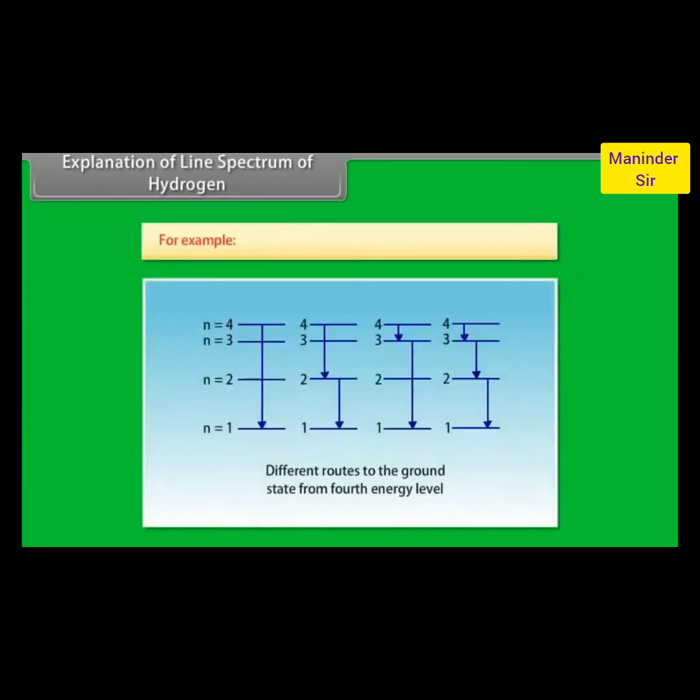For example, let us consider the electron present in the fourth energy level, n equals 4, of different hydrogen atoms. In some atoms, it may come to the ground state, n equals 1, by direct jump, while in some others, it may first jump to the second energy level, n equals 2, and then to the first energy level, n equals 1, while in still others, it may come to the ground state via the third, n equals 3, and second energy levels, n equals 2.